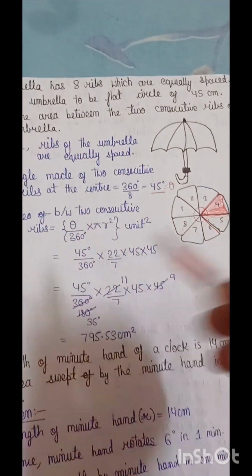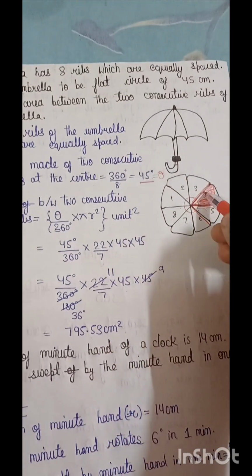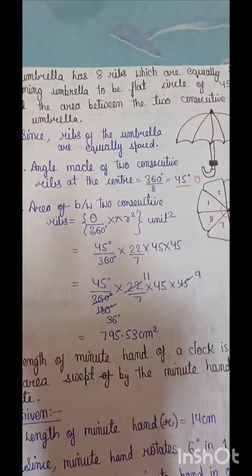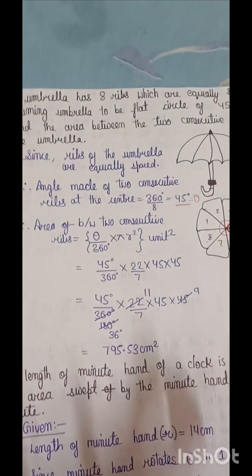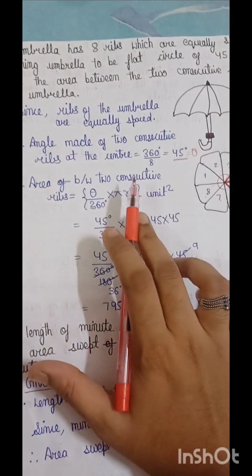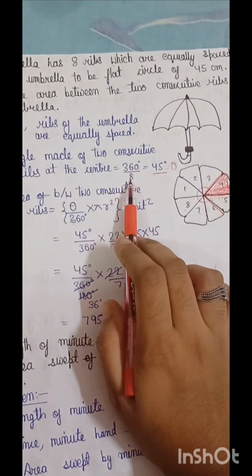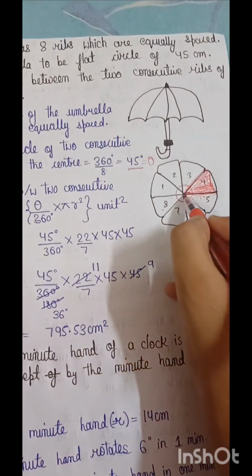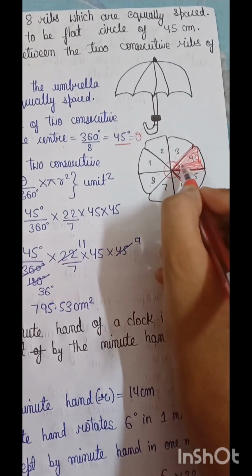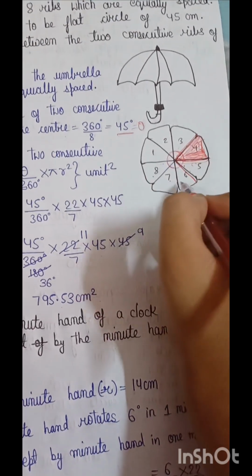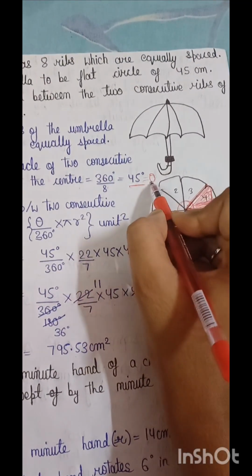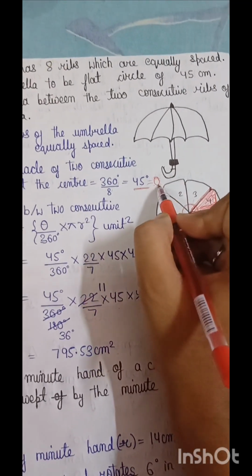Since the ribs of the umbrella are equally spaced, we want to find the angle made by two consecutive ribs. So the angle made by two consecutive ribs at the centre is 360 divided by 8. Why? Because at the centre it creates 360 and we are going to talk about only one angle, so we divide by 8 and we get 45 degree, which is the value of theta.